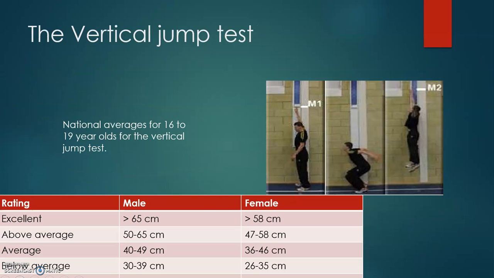So here's some national averages for 16 to 19-year-olds, which of course a lot of you won't fall into, but you can see here is the standing height, and you can see here the jumping height. So it's the difference between M1 and M2, so measurement 1 and measurement 2. Okay, and this is how we work out where we sit in accordance to the national averages.